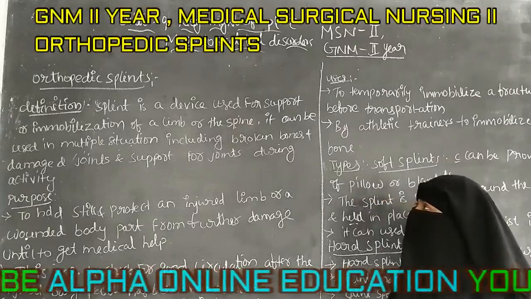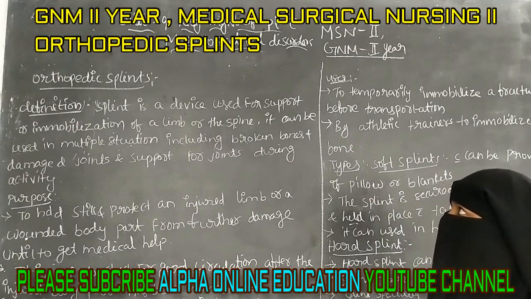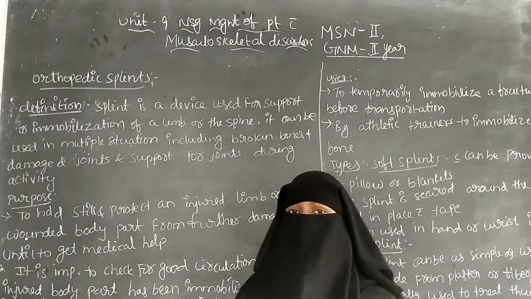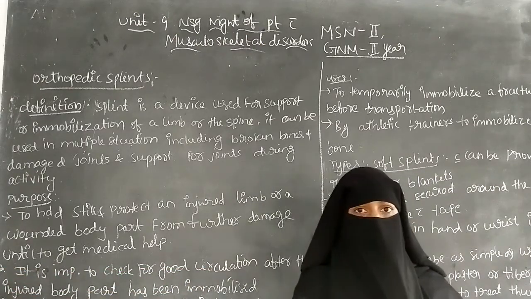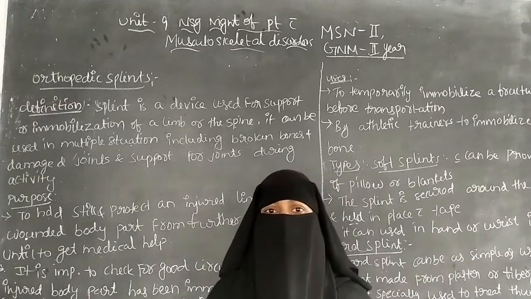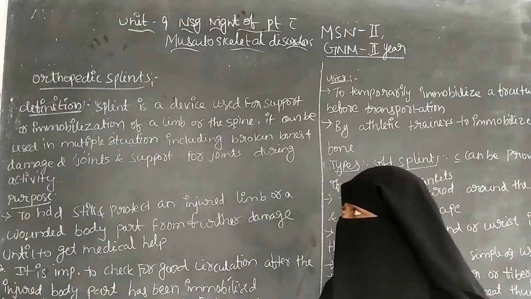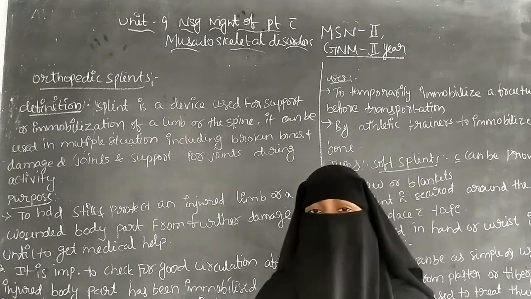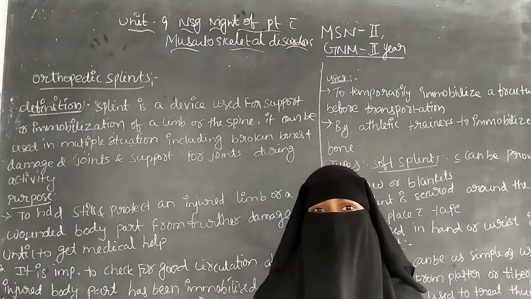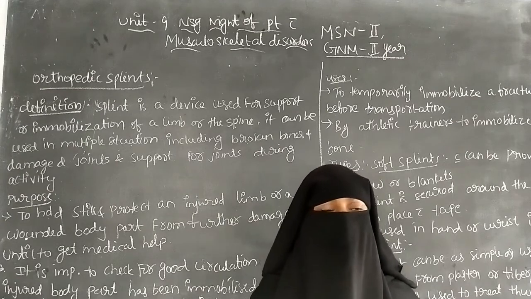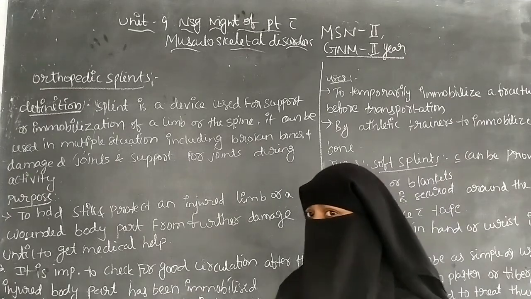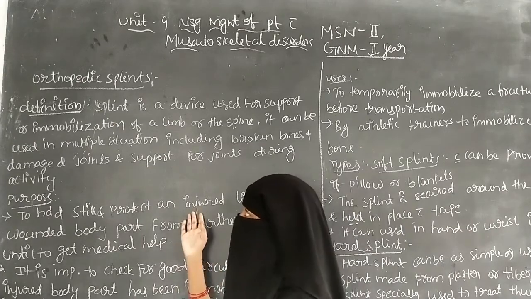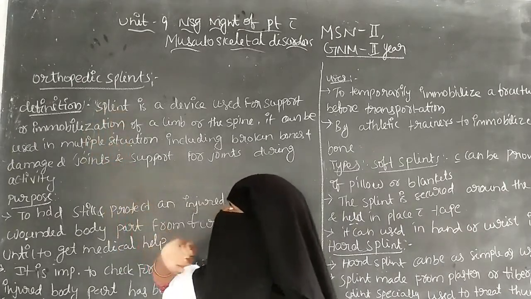Today I am going to discuss medical surgical nursing 2 for the GNM second years. In this, we are going to discuss Unit 9, nursing management of patients with musculoskeletal disorders. In the musculoskeletal system, till now we have seen abnormal conditions, congenital deformities and degenerative conditions of the system. Today we are going to discuss the orthopedic splint.